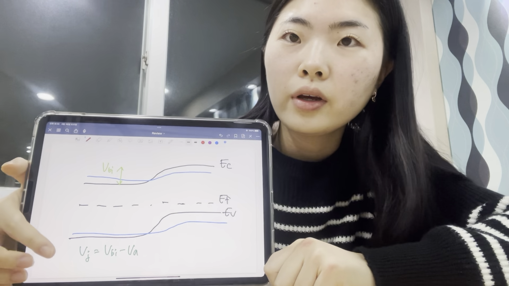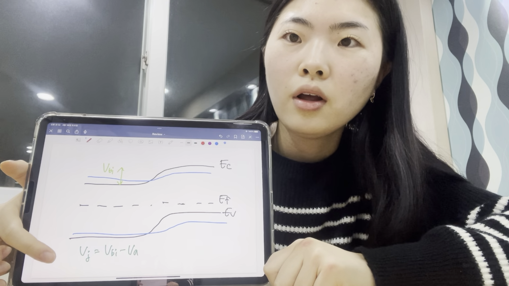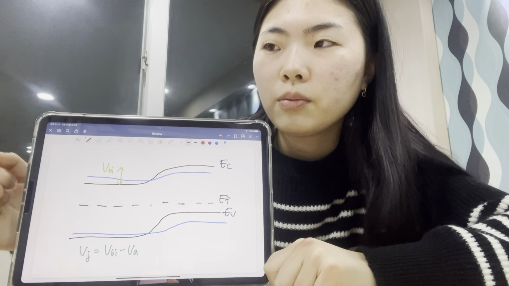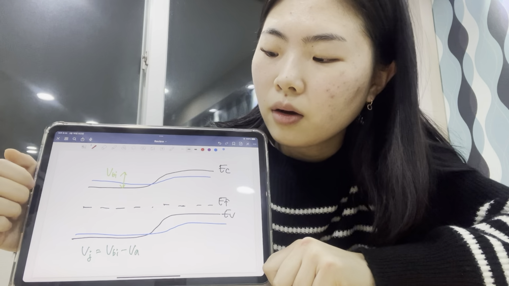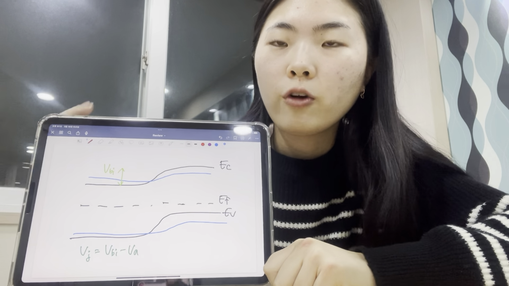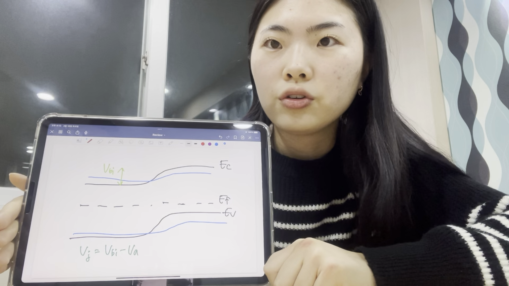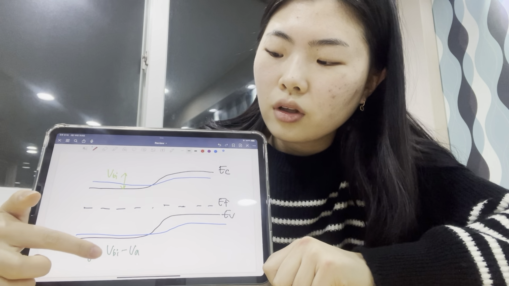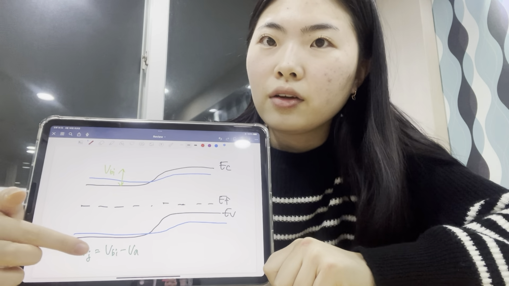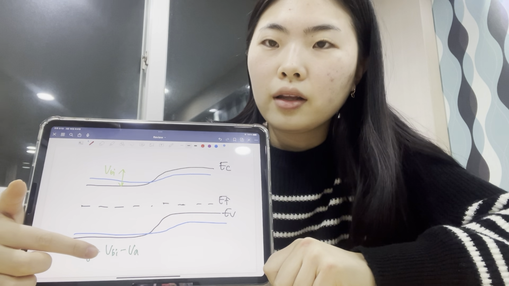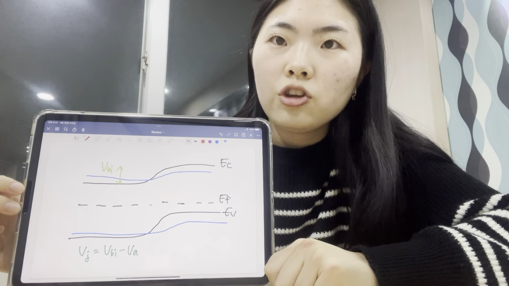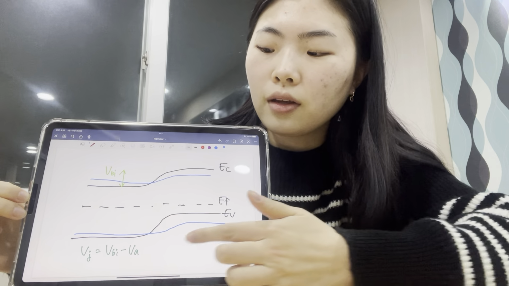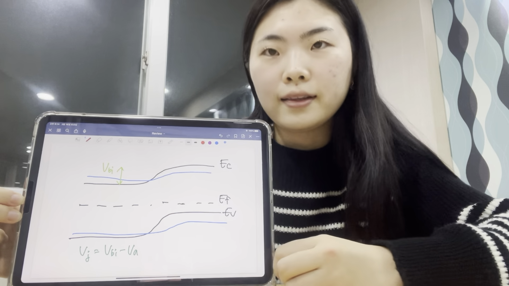So actually we can calculate the junction potential based on the built-in potential and applied potential. After we apply some voltage to the PN junction, we should know how much voltage is put across it. So if we want to know the junction potential of the PN junction, we take the built-in potential minus the applied potential, and that will be the junction potential of the semiconductor. So we should know this equation too.